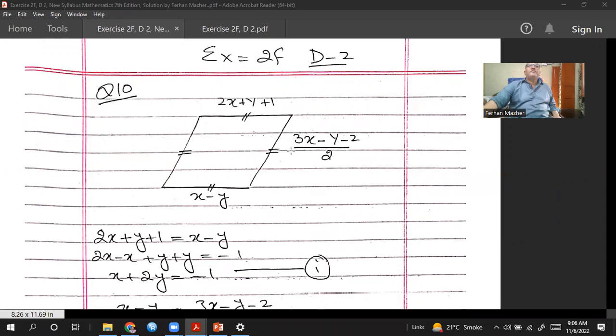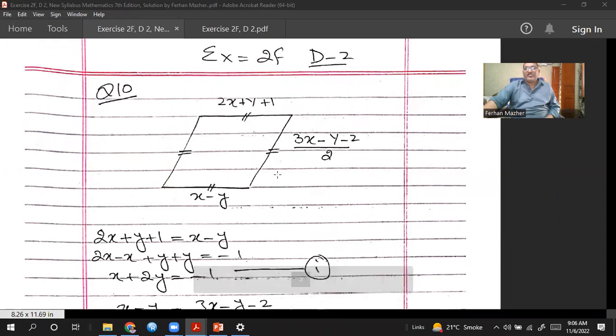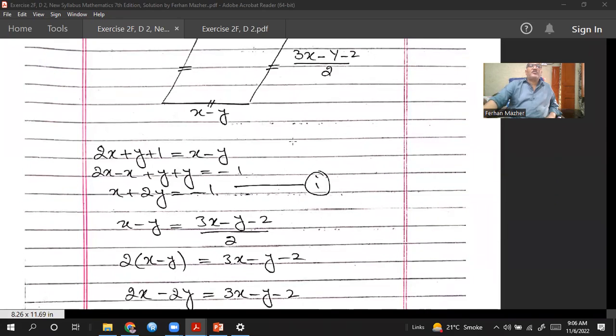So here we go. This is that rhombus, and all its four sides are equal to each other. So what we will do, and you can see here, I will make this and this equal to each other. So 2x plus y equals 2x plus y plus 1, which equals x minus y. So you will have 2x minus x plus y equals minus 1. I have rearranged them, and now you will have x plus 2y equals minus 1. That is my first equation.